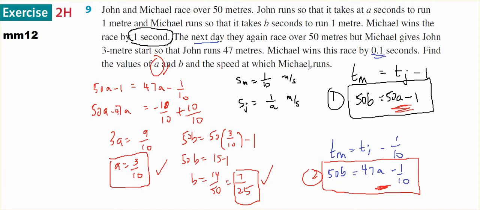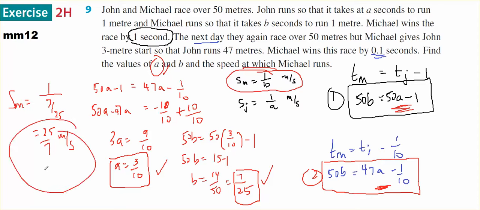And what is Michael's speed? Michael's speed is 1 on B. So the speed of Michael is 1 on B, which is 1 on 7 on 25, which is 25 on 7 metres per second. And they're my 3 answers.